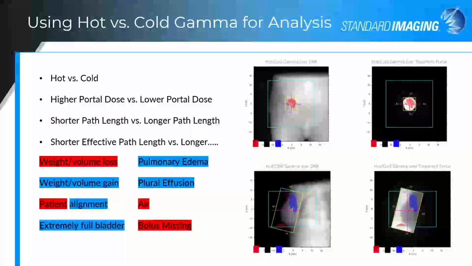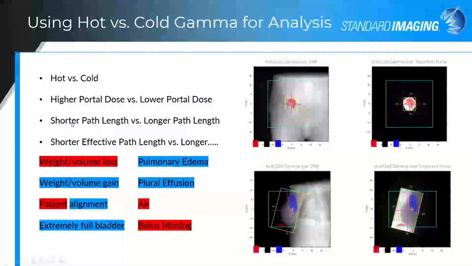So then hot and cold that I've mentioned. It's a hot-cold gamma, and it's just like it sounds. So hot versus cold, you're going to have higher portal dose in this case. So it's the dose on the actual imager that we are measuring, and then we're going to try to make sense of what that means.